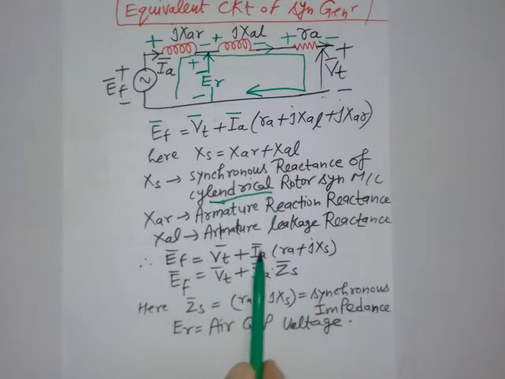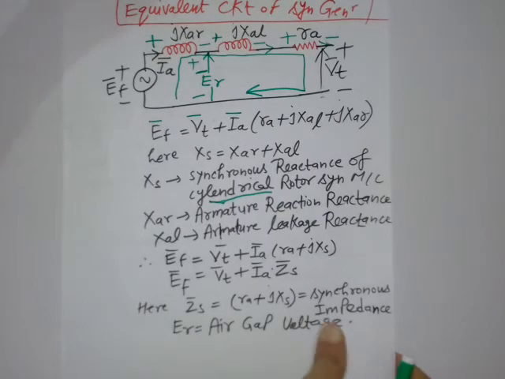So EF is equal to VT plus IA into RA plus jXS. Further, this whole quantity, RA plus jXS, is called ZS. ZS is the synchronous impedance, right? AR is the air gap voltage, you know this. ZS is the synchronous impedance of the winding, alright?